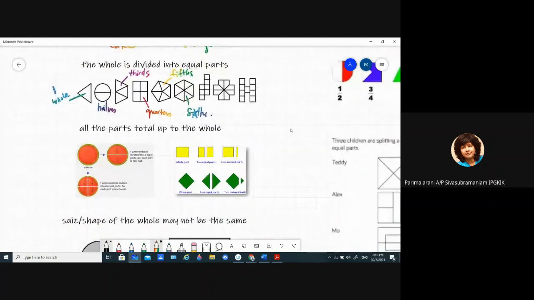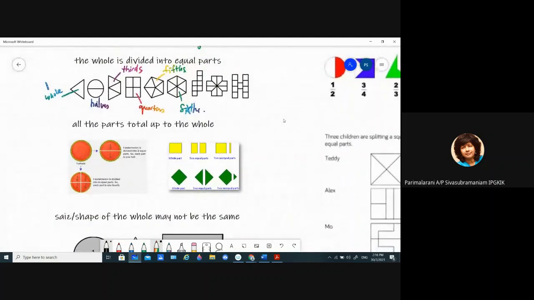And once we've taught that, we also need to teach them that all the parts total up to the whole. So if you have one whole and you divide it into two equal parts, when you put the two equal parts together, you must get back a whole. If you divide it into four equal parts, when you put back the four equal parts together, you must get back a whole. This must be taught with manipulatives so that the children can do it on their own. Maybe they can cut up something, or break apart something and put it back together to see that once you break it into parts, you can put the parts together to form a whole.